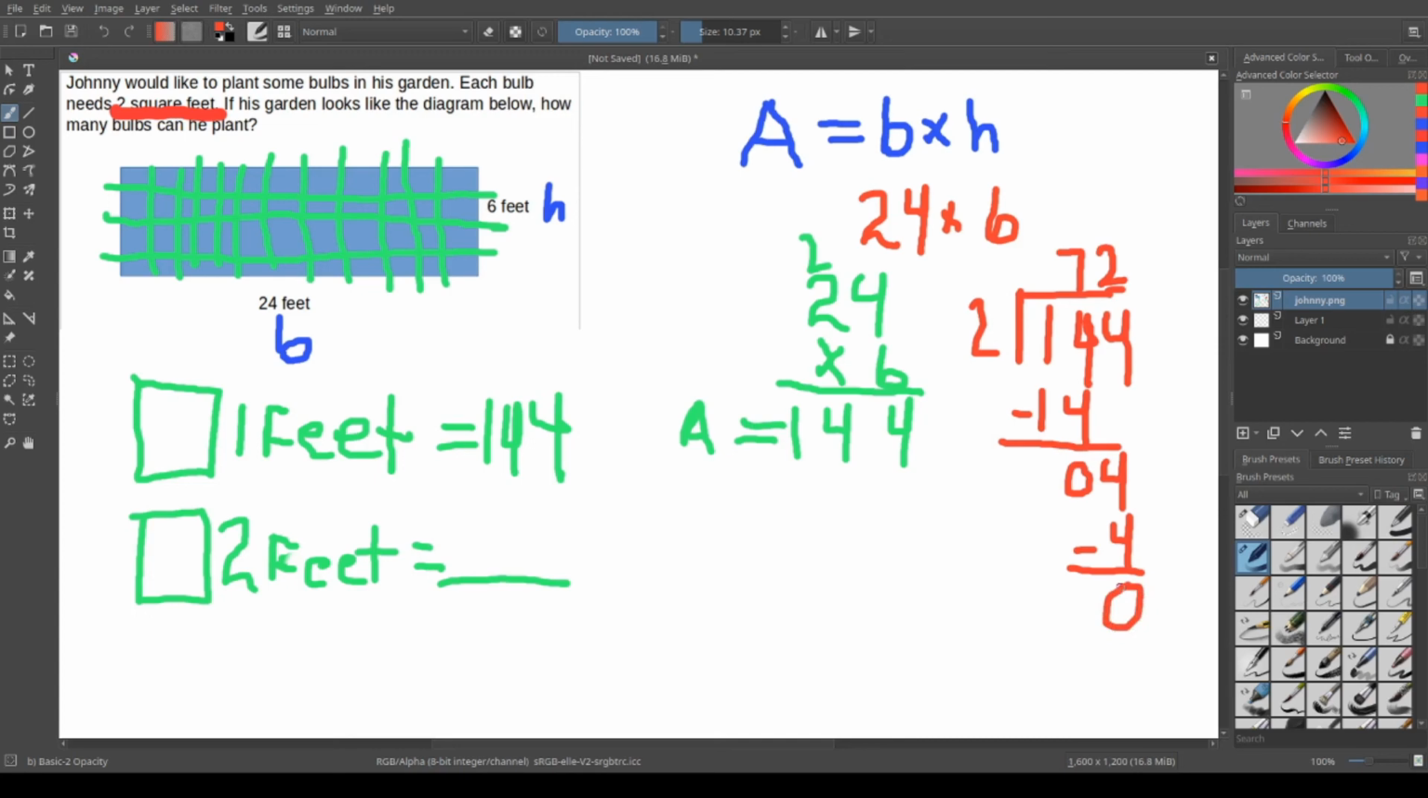So that's the answer. If I want to make a square of 2 feet, I would need 72 boxes to plant my little bulbs in. That means right up here, instead of being these green boxes, which is 144, I will make it red and it will be larger.